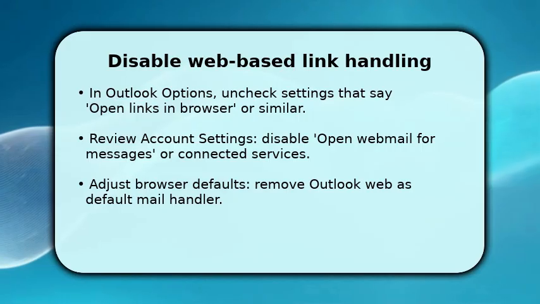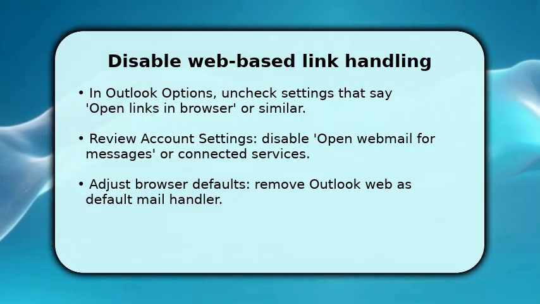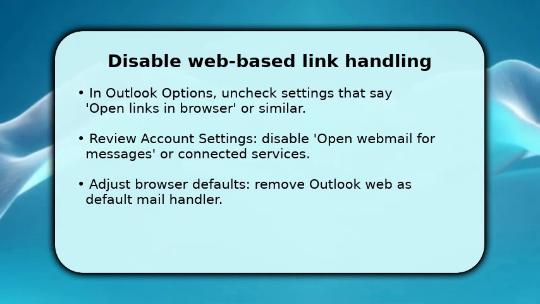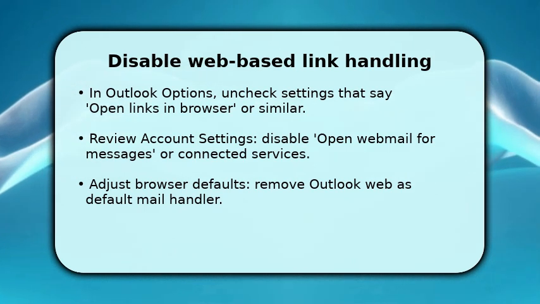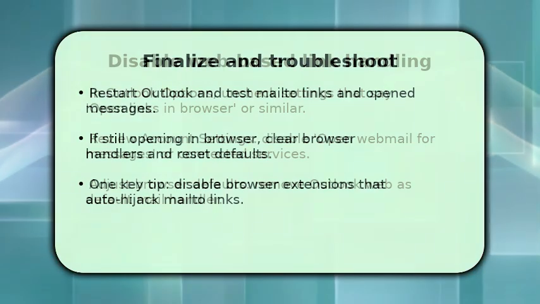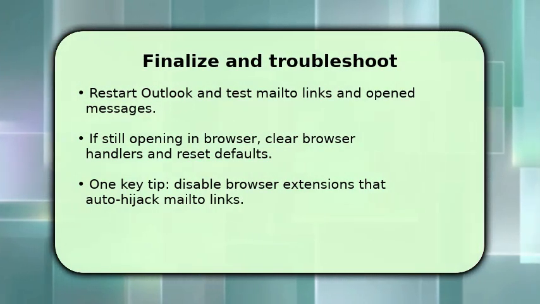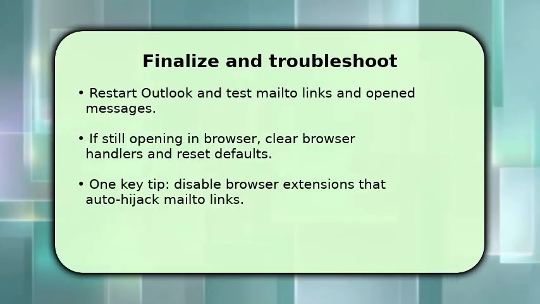Disable suspicious add-ins. Finally, return to your OS default apps and explicitly set the desktop Outlook client as the default handler for mailto, and finish by restarting Outlook and testing with a mailto link and a downloaded HTML file. You should stay in the desktop client.